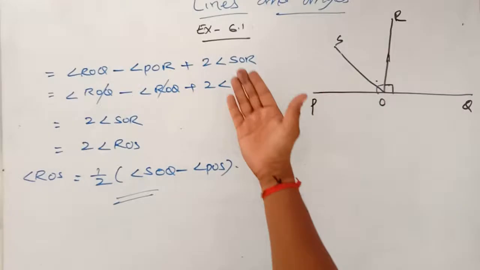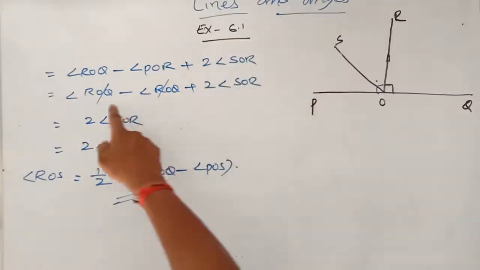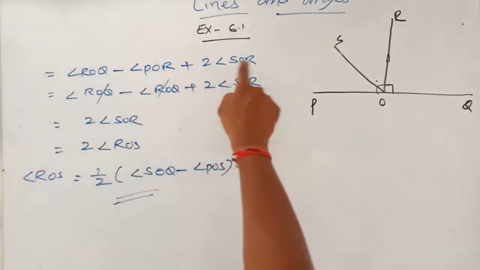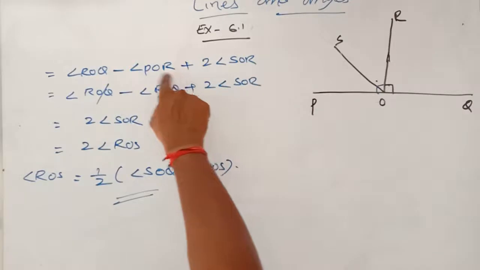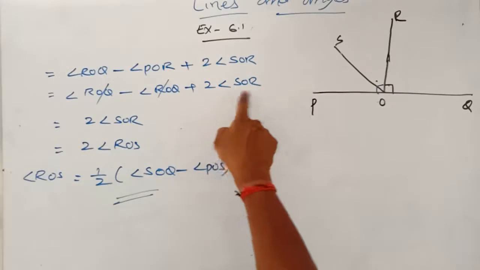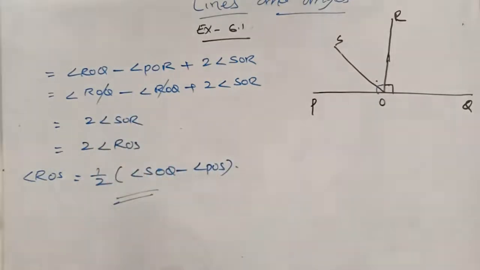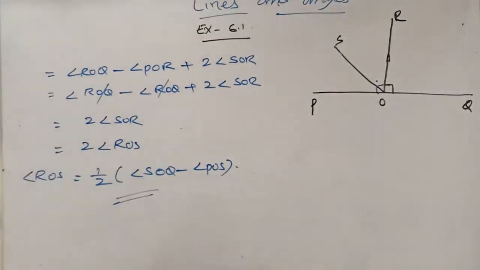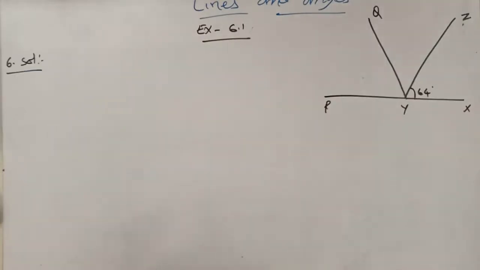From the second I am going to subtract the third one. So after subtraction I am going to get angle ROQ minus angle POR plus 2 angle SOR. From the first equation, POR is equal to ROQ. Now ROQ minus ROQ cancels, then 2 angle SOR is equal to angle SOQ minus angle POS. Therefore angle ROS is equal to, taking this 2 to the left side, 1 by 2 of angle SOQ minus angle POS.